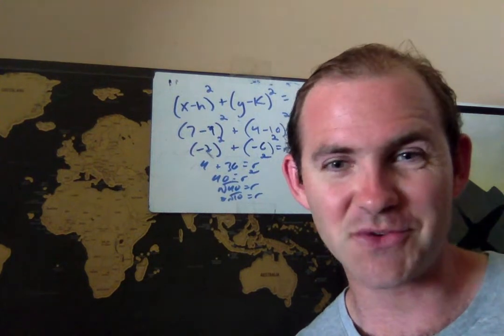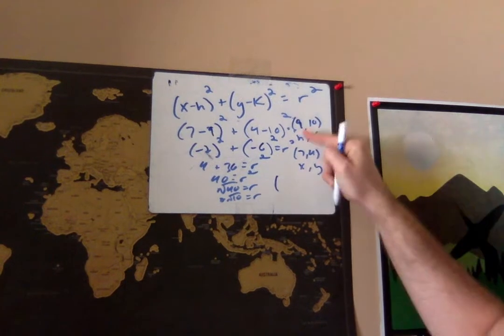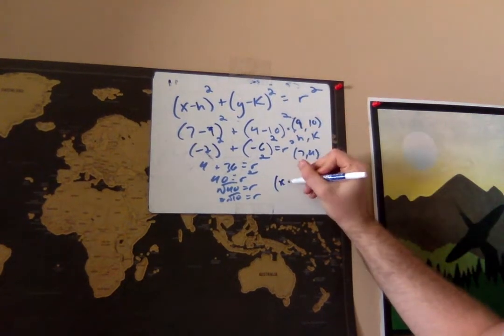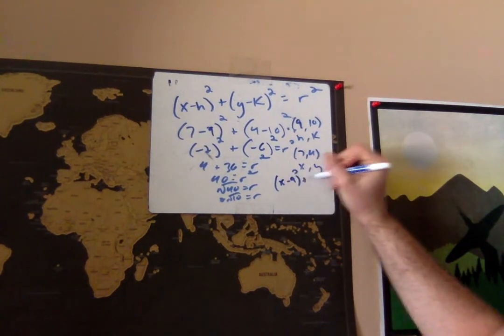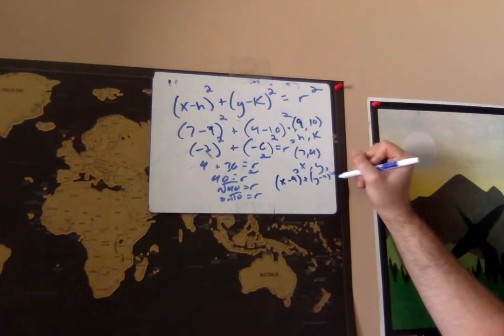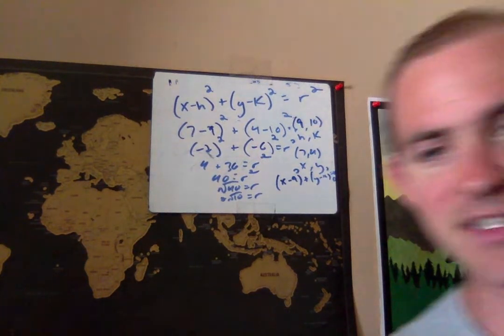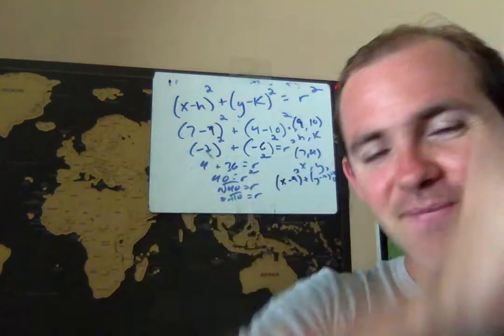So once I find that r squared is 40, I'm done. To write the equation, all I got to do is put my h comma k back in. So (x - 9)^2 + (y - 10)^2 = 40. And I apologize that's written so badly, but this is the limitation of the whiteboard that I have, okay?